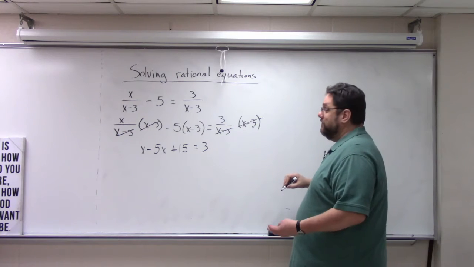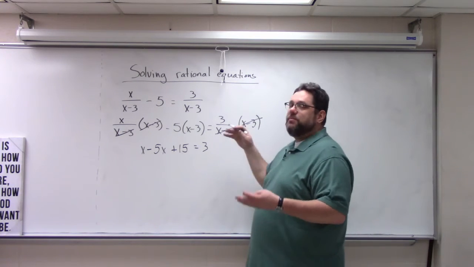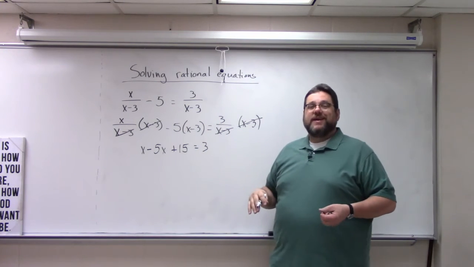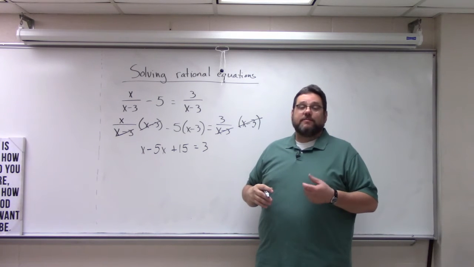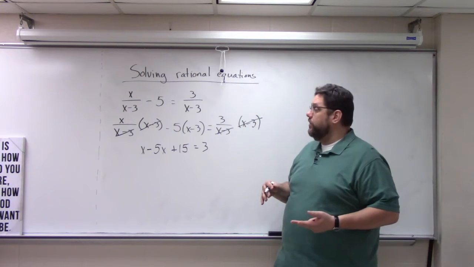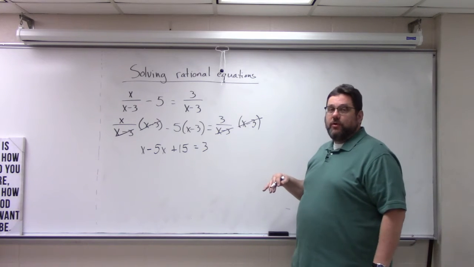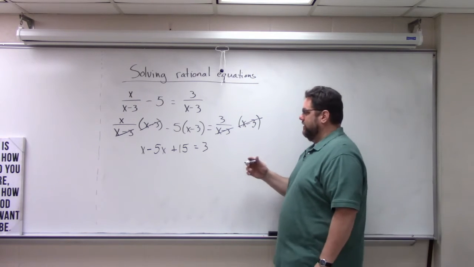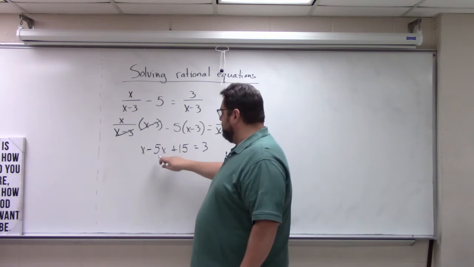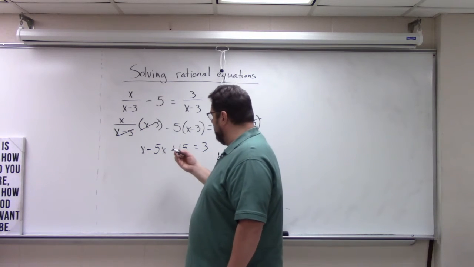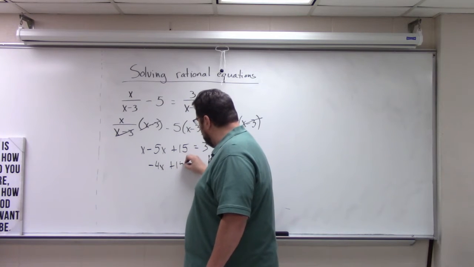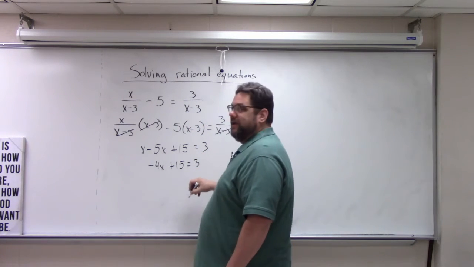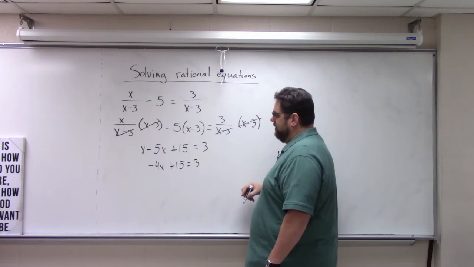All right, so now we've done the first part of these rational equations, which is always trying to get rid of the fractions, and then we turn it into something that we know how to work. This is a linear equation. We know how to work these. So I'm going to combine the like terms. I have x minus 5x. Remember they're on the same side, so we just subtract them, 1 minus 5.